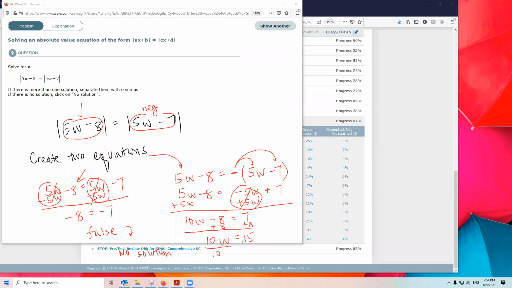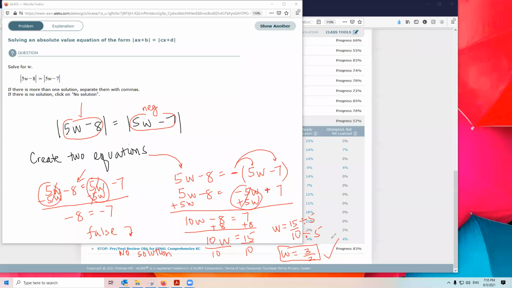Finally, I'll divide both sides by 10 to get w by itself. W equals 15 over 10. I can simplify that fraction by dividing top and bottom by 5. So it looks like we're ending up with w equals 3/2. So this is the only solution.